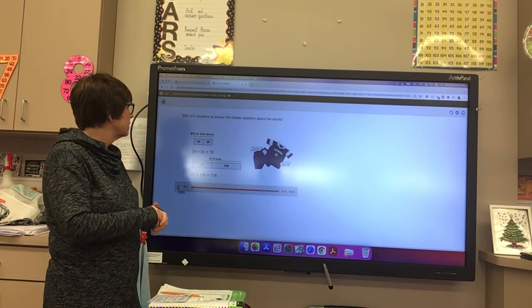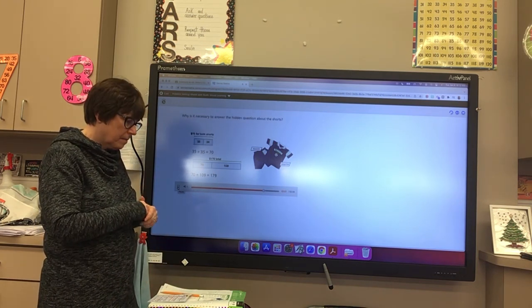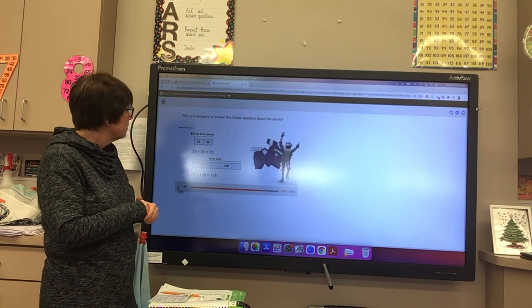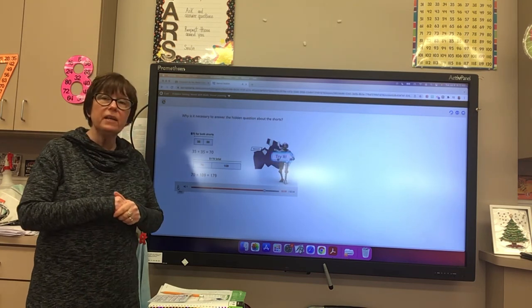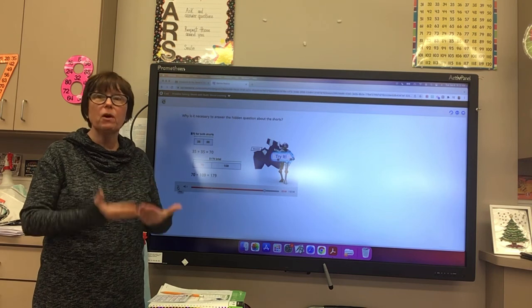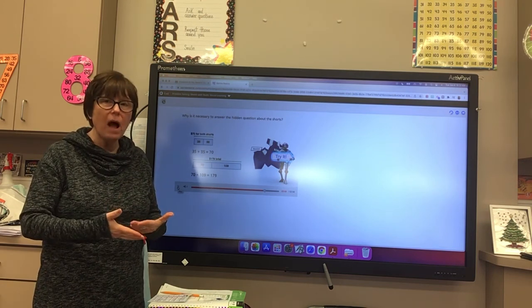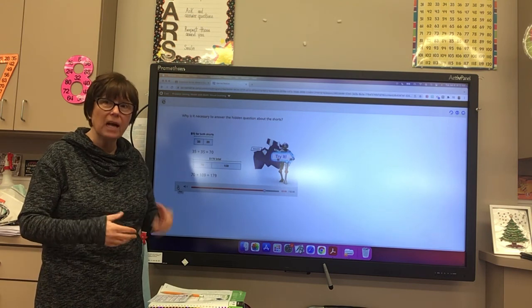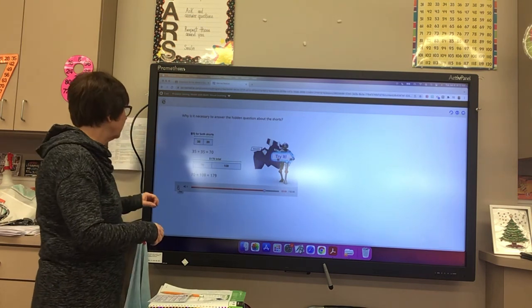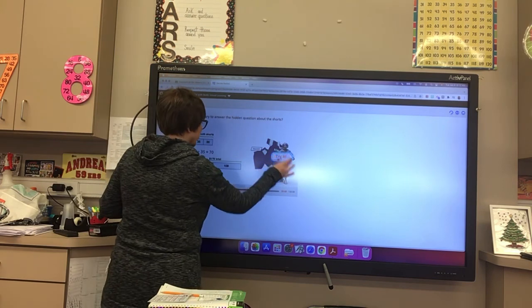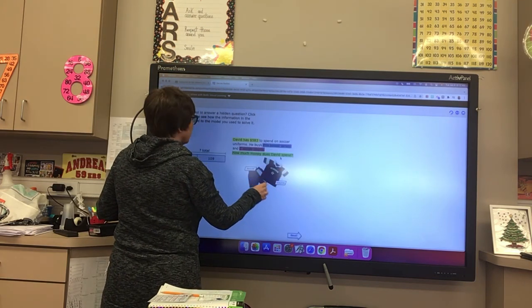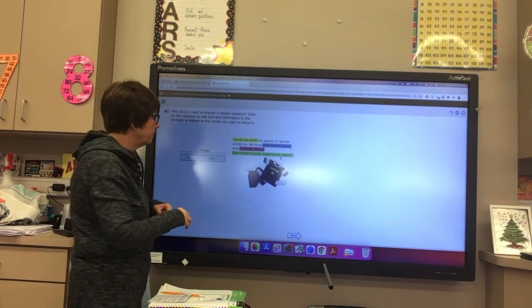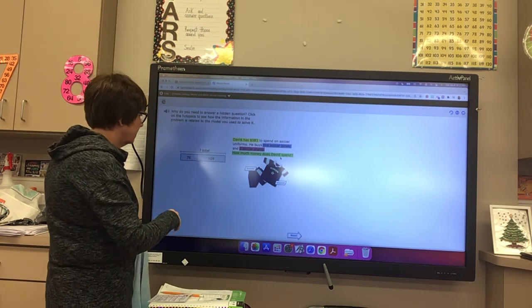Why is it necessary to answer the hidden question about the shorts? So why do we need to know that? Can we figure out the problem if we don't know how much David spends on shorts? No, we can't figure it out because he buys 2 pairs of shorts. So let's try it. Oh, too late. I went past it. Sorry, boys and girls.